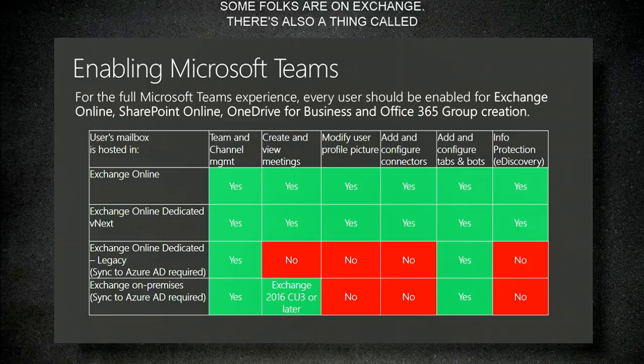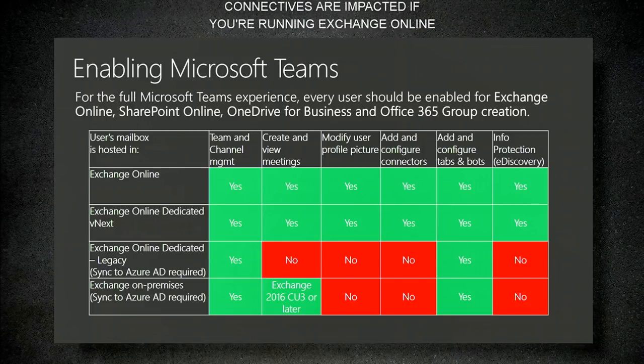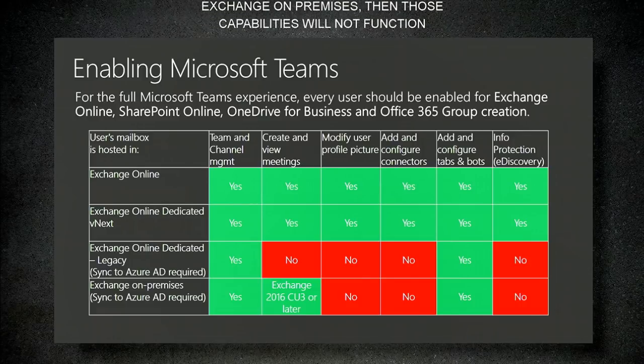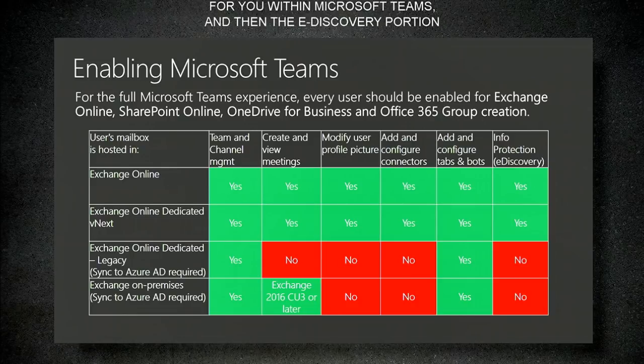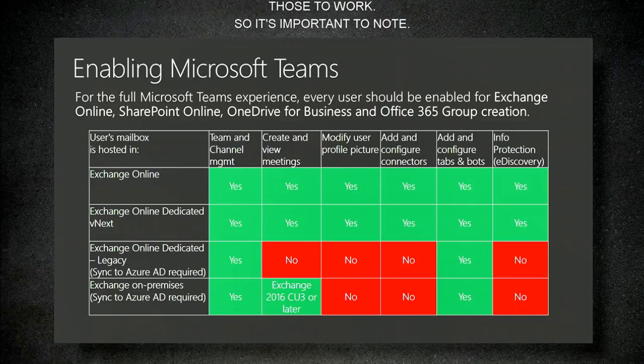The key things here, just to note, is meetings and Exchange connectors are impacted. If you're running Exchange Online Dedicated Legacy or running Exchange on premises, then those capabilities will not function for you within Microsoft Teams. And then the e-discovery portion, as I mentioned today, does require Exchange Online for those to work, so it's important to note. We are working with the information protection team to see if we can add e-discovery support against that cloud storage that I mentioned, and we're hoping to see if we can do something around that next year, but I don't have any dates I can share with you at this time.